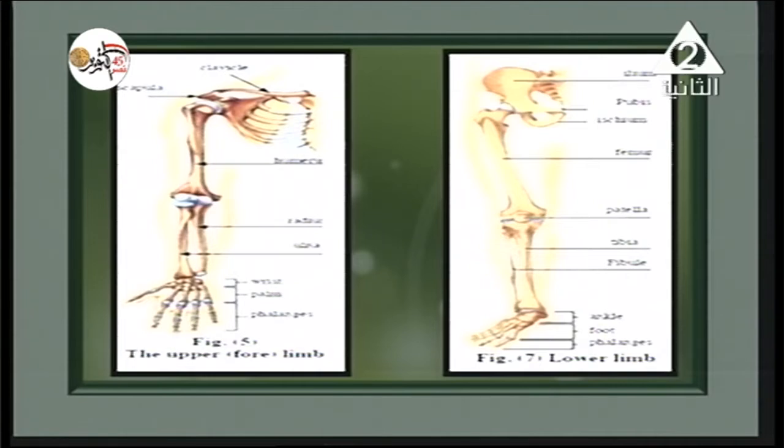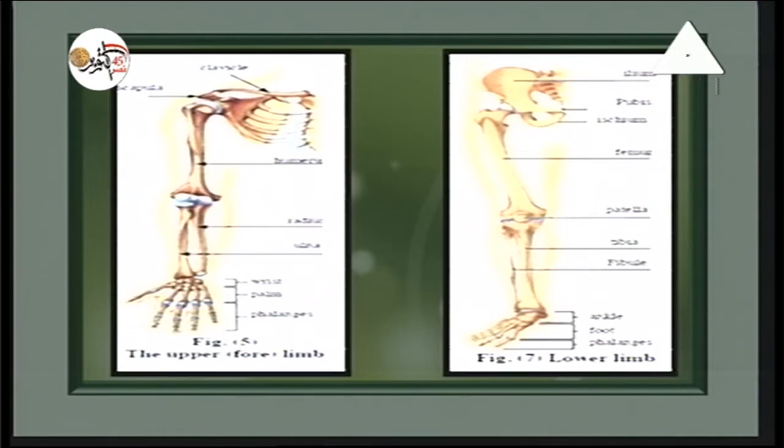The main function of this depression is that the head of the humerus fits inside it for articulation, as we will see as we go on to study the joint. While the radius is small in size and rotates around the fixed ulna. The third part that we have is the wrist. Actually, the wrist consists of 8 small bones.